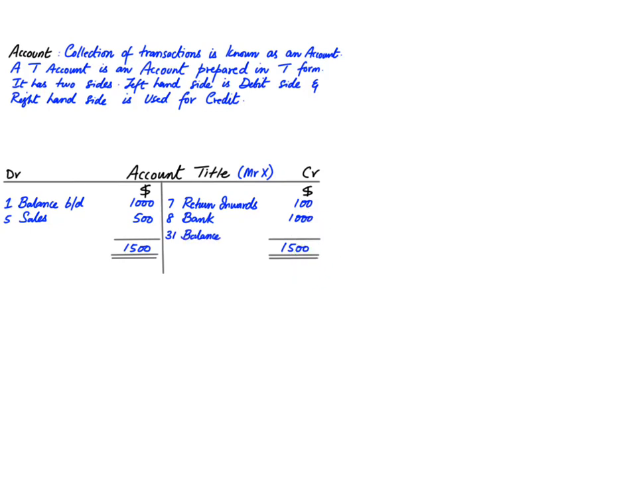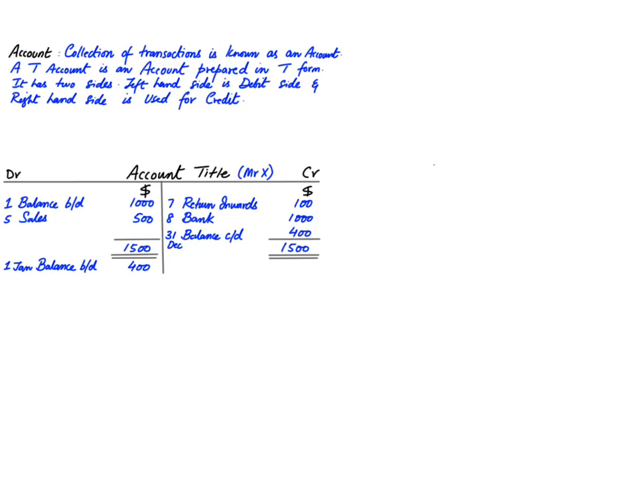The difference on the shorter side is always known as balance CD. Balance CD is the closing balance, and as you are aware, the balance CD becomes balance BD in the next period. So balance carried down on 31st will become balance brought down on 1st January maybe. If this is December, the next month will be 1st January, balance BD.